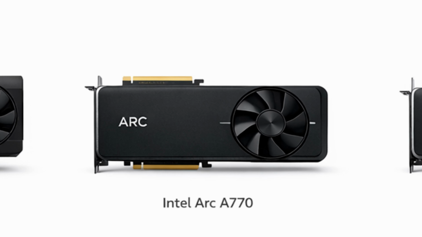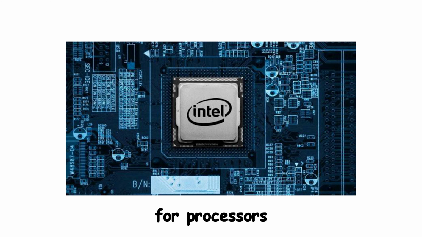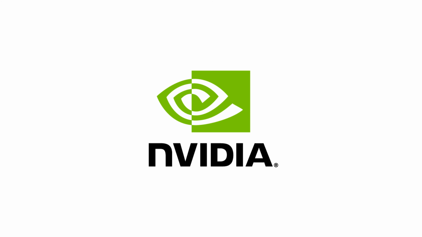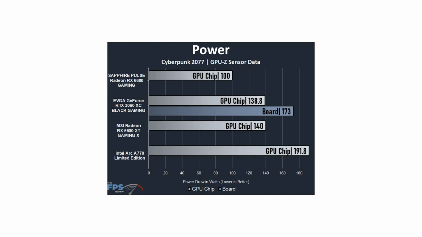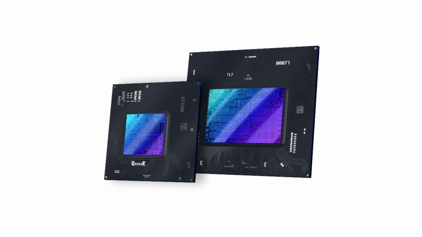Intel Arc A770. This graphics card represents Intel's entry into the modern dedicated GPU market. After decades of producing integrated graphics for processors, Intel launched the Arc lineup to compete with both NVIDIA and AMD. The A770 is the most powerful card in the first Arc generation and is based on Intel's Xe-HPG architecture.